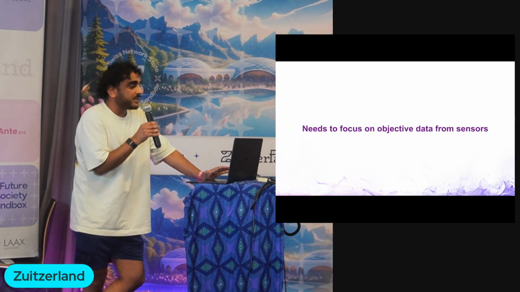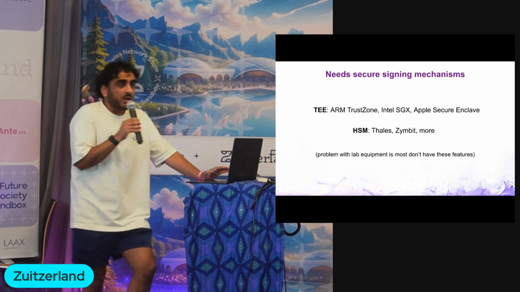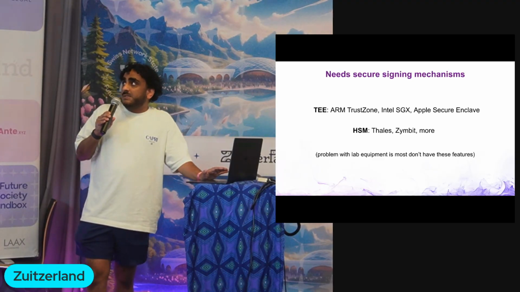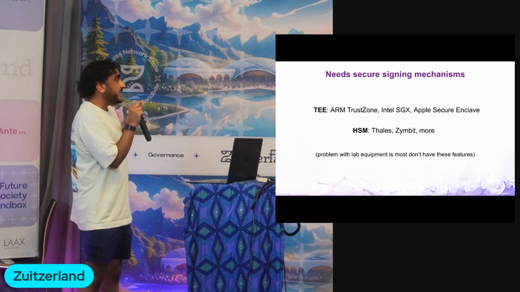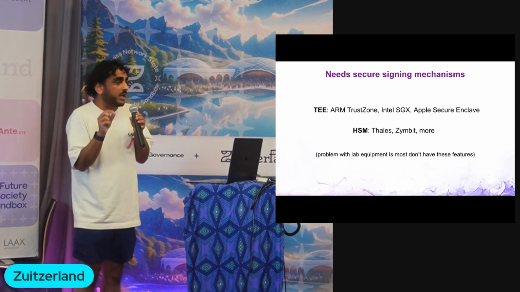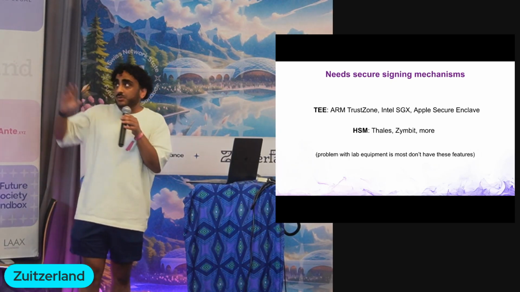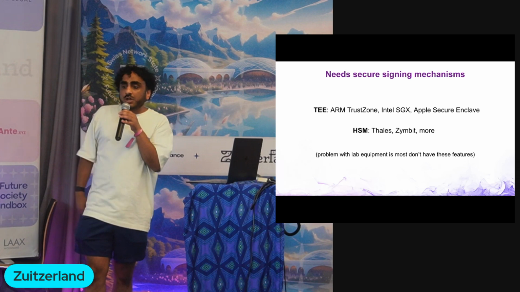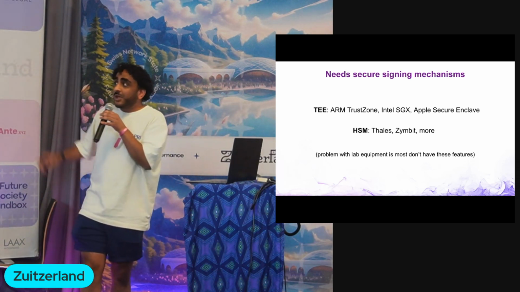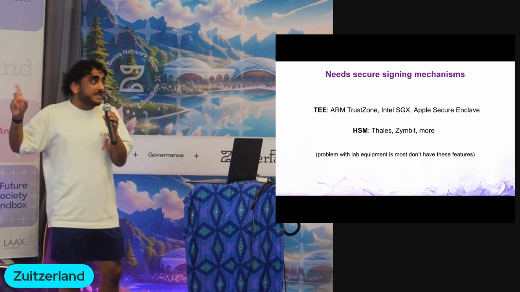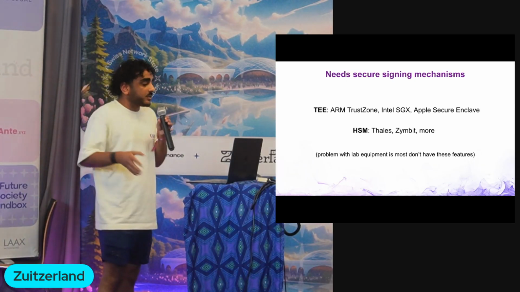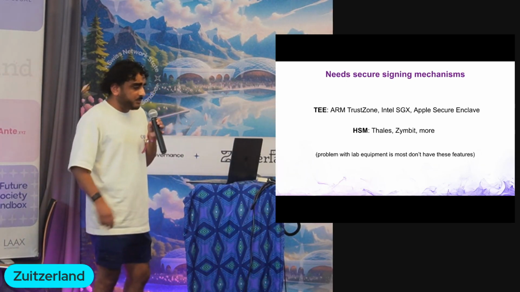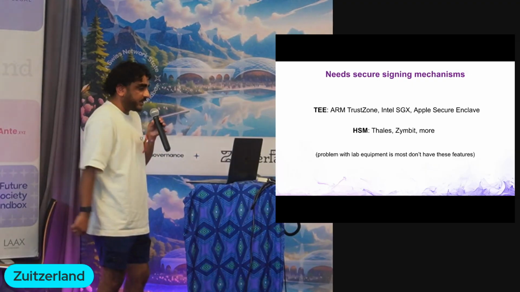And we need some kind of secure signing mechanisms. I'm not going to go into these, but there are a few different types of trusted execution environments, which are physically separated parts of the CPU that can do functions like this, or hardware security modules, which are an entire computer of themselves. The problem here is most lab equipment doesn't have these. Newer ones do, but most of the lab equipment doesn't. So already we understand that it's going to be difficult to get this done in science.